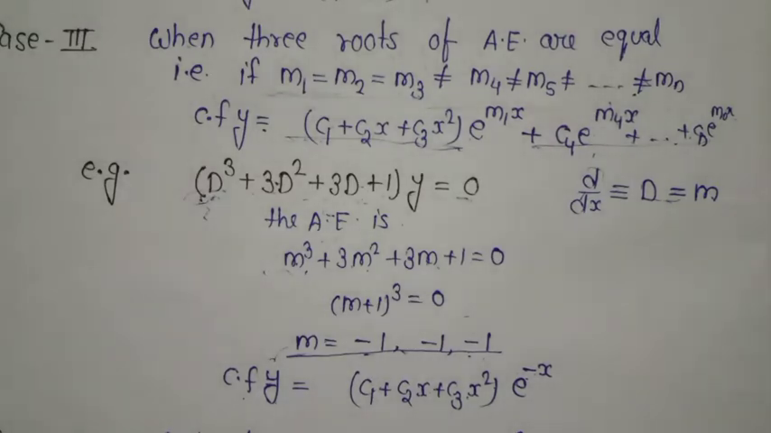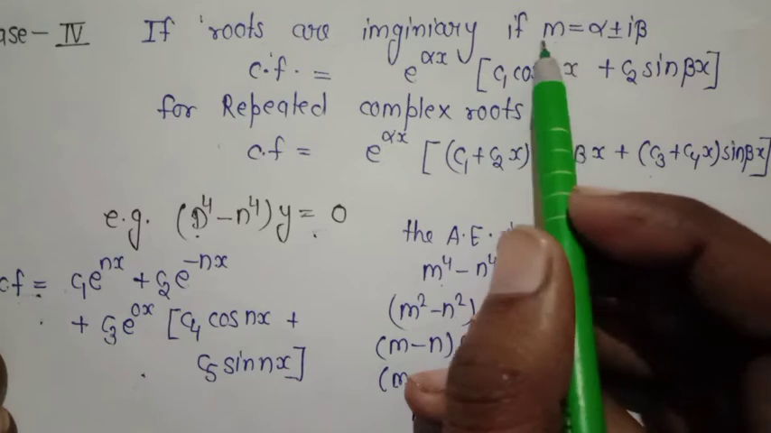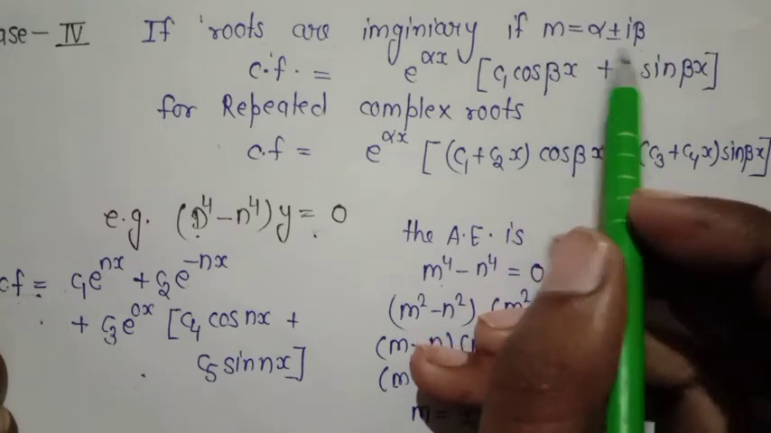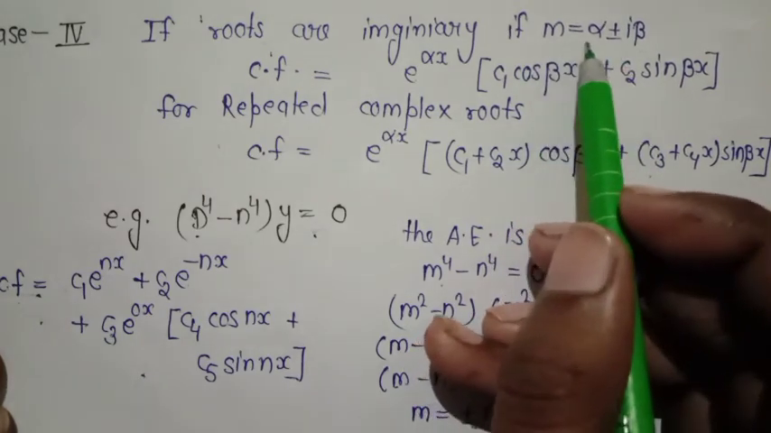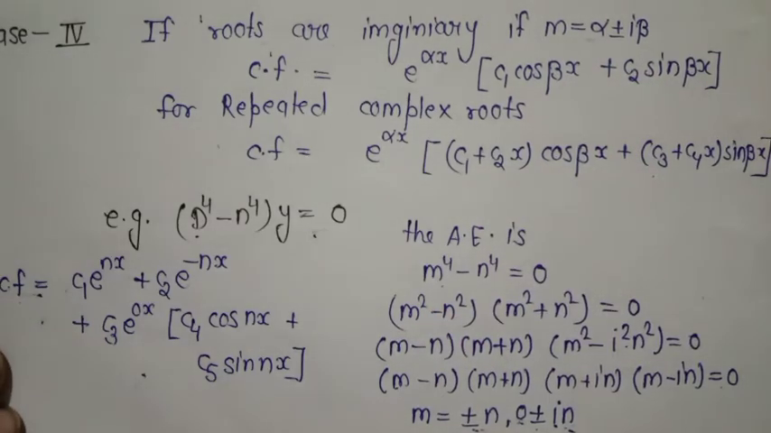So now I am going to take case number 4. In our earlier cases, that is case 1, case 2, case 3, we were discussing the differential equation when its roots are real. And now we will discuss if the roots are imaginary, then how to find the CF for any differential equation. So our case 4 is: if roots are imaginary, that is, they are of the form m is equal to alpha plus minus i beta. This is a complex number, as you know that alpha is the real part of any complex number and beta is the imaginary part.